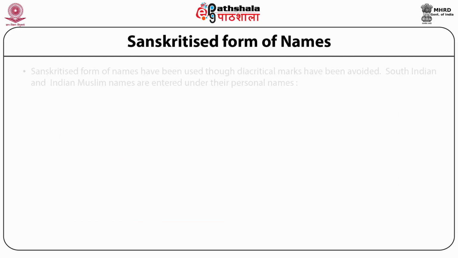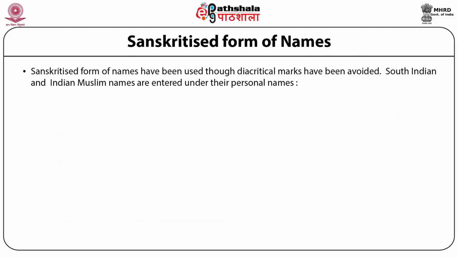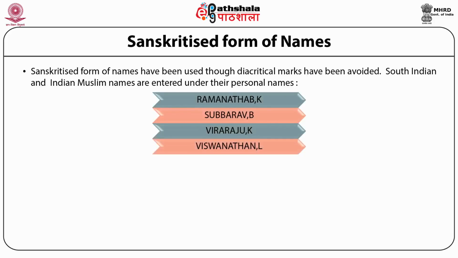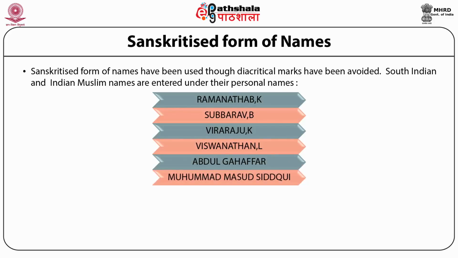In the table, Sanskritized form of names have been used, though diacritical marks have been avoided as said earlier. South Indian and Muslim names are entered under their personal names. For example, Ramanathan K., Subbarao B., Veeraraju, Vishwanathan, Abdul Ghaffar, Muhammad Masood Siddiqui. These have been entered under their first name or personal name.